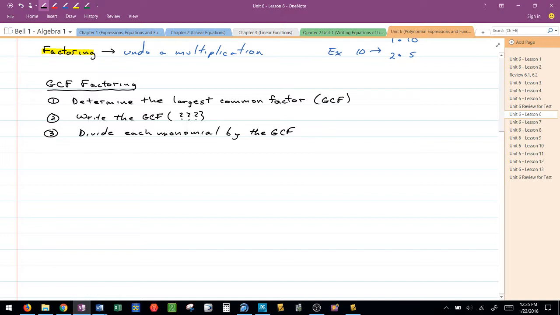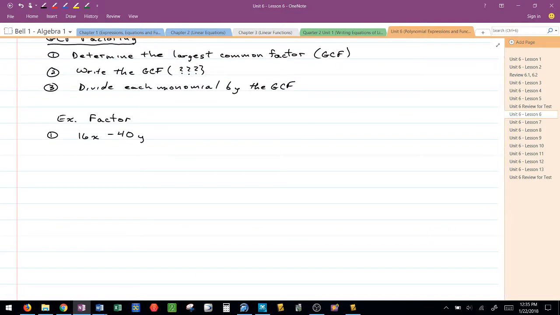Let's take a look at an example. The directions are simply going to say factor. Number one: let's say I give you a problem like 16x minus 40y, and I want you to factor this. The first thing I'm going to do is look at each of the terms. I have 16x and negative 40y. I notice first that from the variables, there is nothing in common. One's got an x, one's got a y.